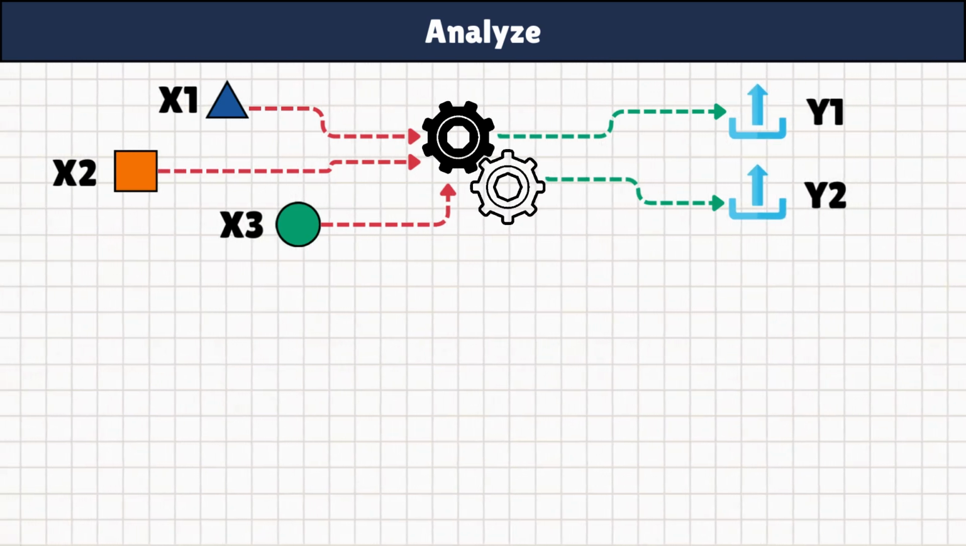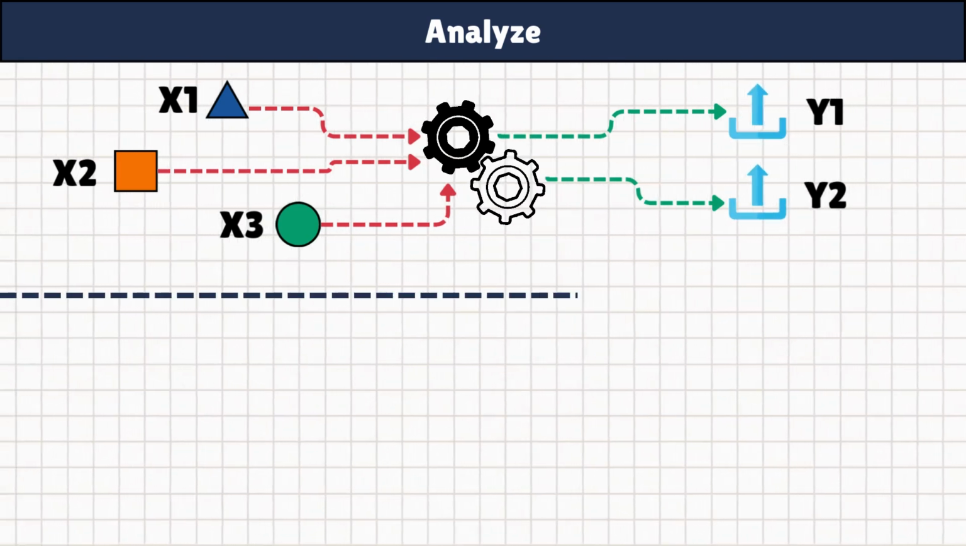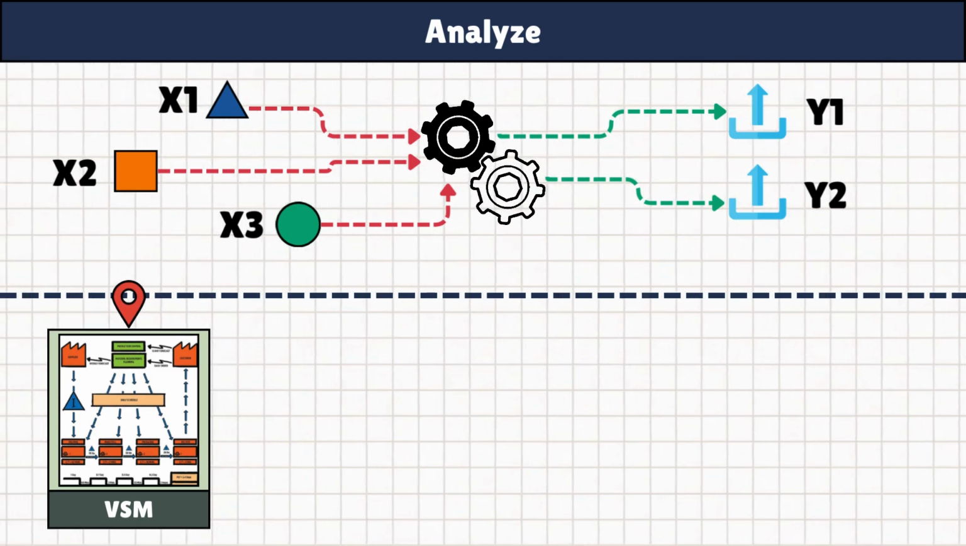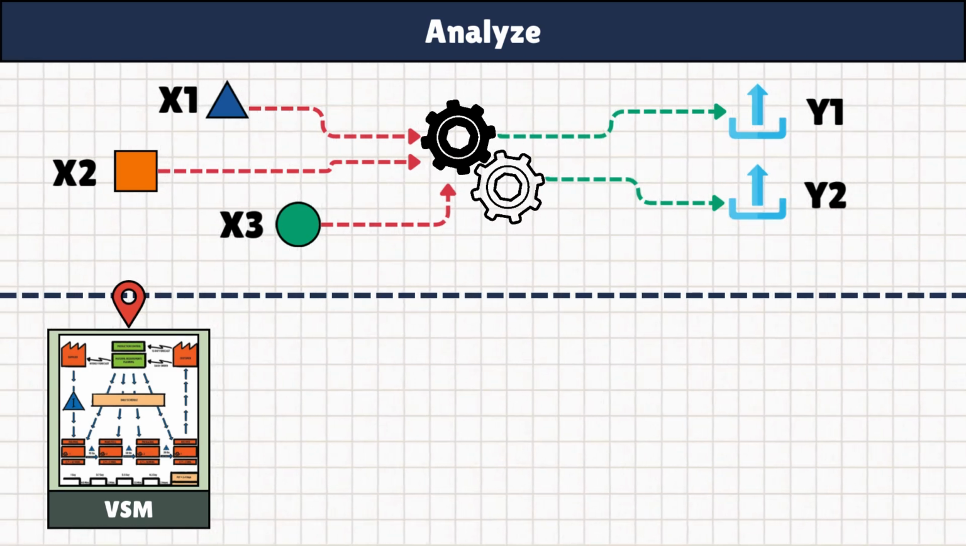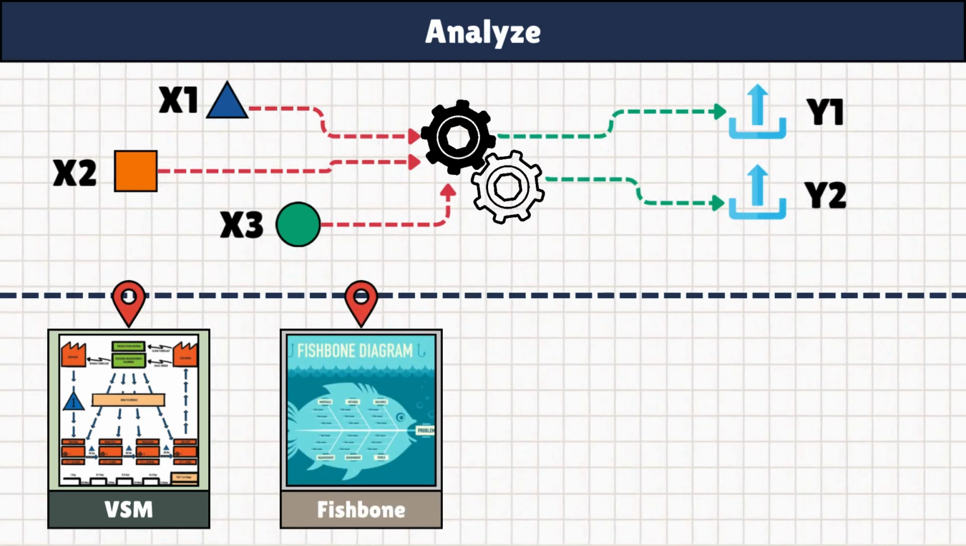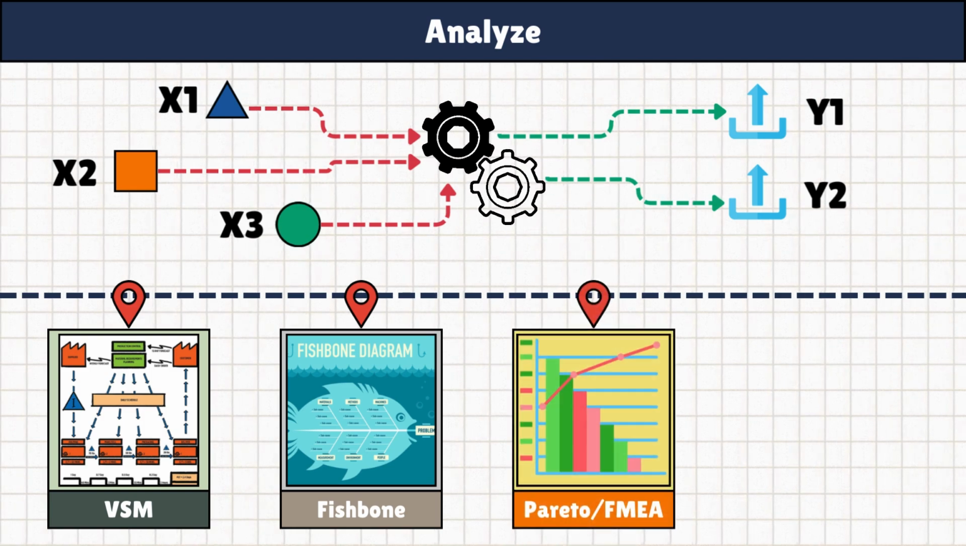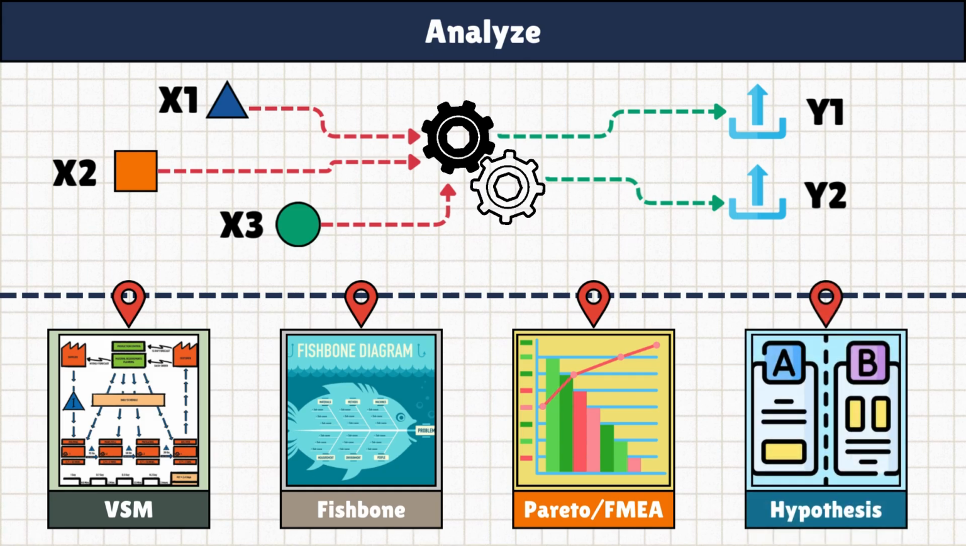To find the answer, we follow a structured approach, starting with as-is analysis using flowcharts and value stream mapping in order to identify wastage, identifying root causes of those wastage, prioritizing causes using Pareto Analysis and FMEA, and if necessary, confirming causal relationships with hypothesis testing.